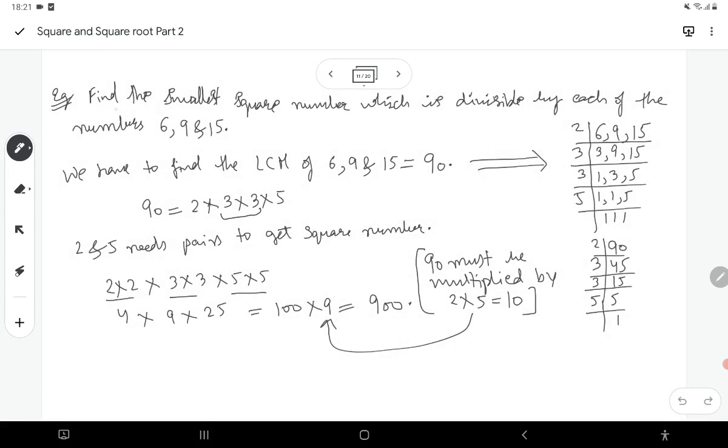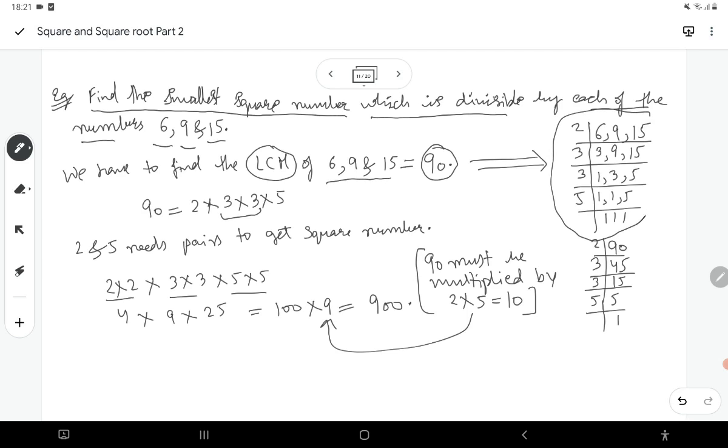Next question says, find the smallest square number which is divisible by each of the numbers 6, 9 and 15. So what we do in such cases, first we find the lowest common multiple, that is LCM, of the given numbers. So the LCM of 6, 9 and 15 comes out to be 90, and you can see the LCM solved on the right hand side of the screen.